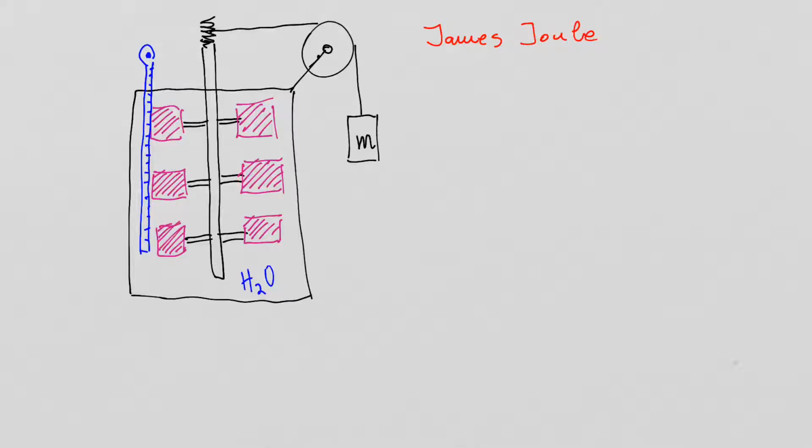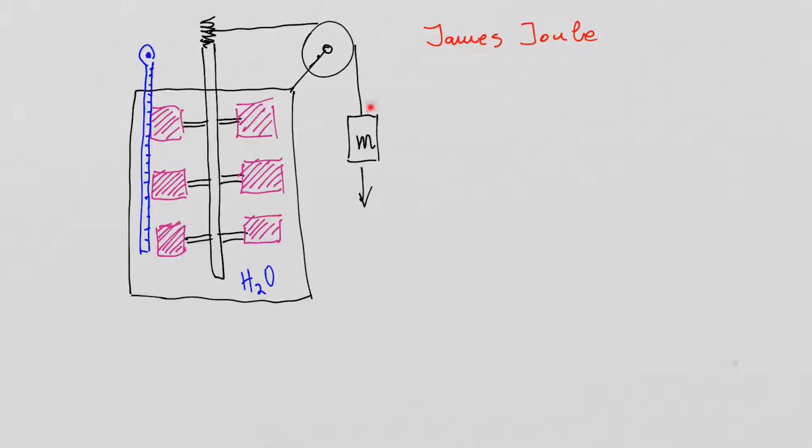So he performed an experiment in which he had a vessel filled with water. He placed a thermometer to measure the temperature of the water, and then he installed a post to which he attached a set of paddles, and then he tied a string to the post, ran it over a pulley, and when he released the mass to fall towards the ground, he found out that the temperature of the water increased.